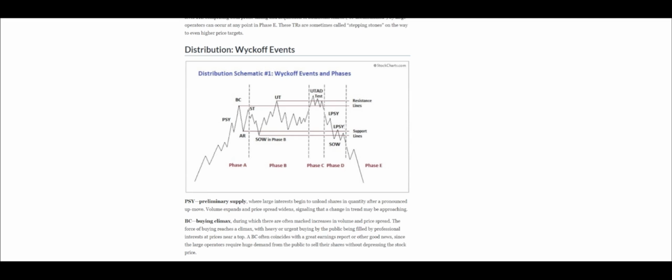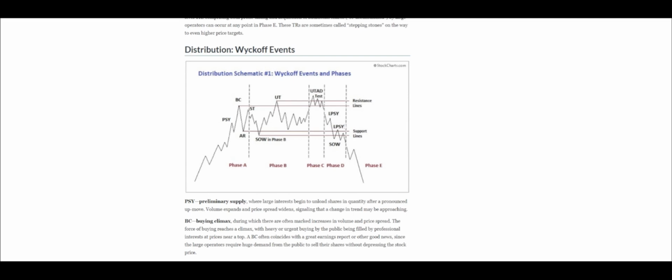Okay, so phase C. In some cases the market will present one last bull trap after the consolidation period. As we discussed on accumulation, it's a bear trap, but on this one it's a bull trap, and that's called a UTAD, also known as an upthrust after distribution, and it is basically the opposite of an accumulation spring. Now moving on to phase D.